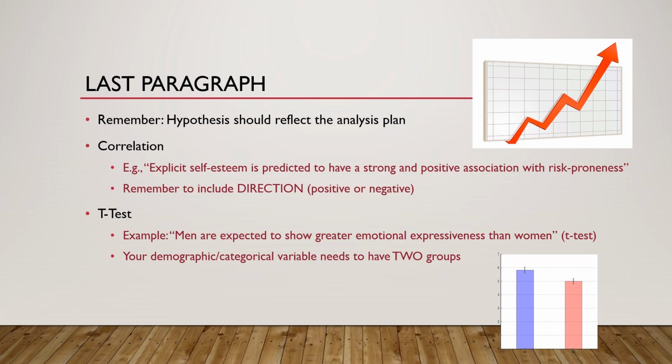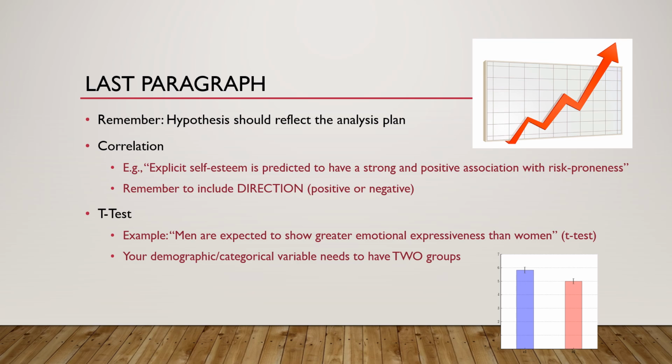But whatever it is, the researcher needed to explicitly state what they thought was going to happen. Now, if you're doing a t-test, remember this is comparison of groups. So here you'll have an example of men are expected to show greater emotional expressiveness than women. It is very clear what your 2 groups are, men and women in this example, and it is clear what your continuous variable is, that emotional expressiveness.